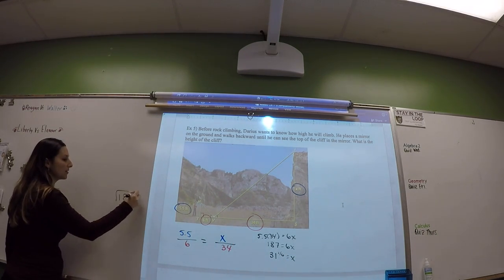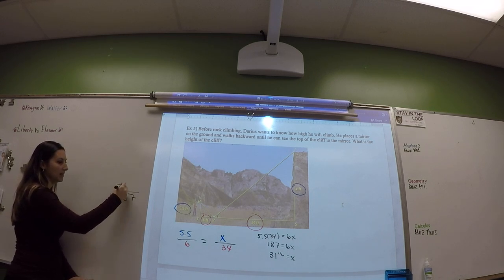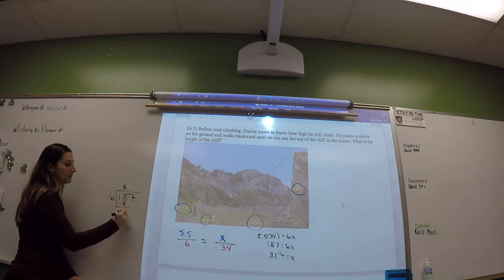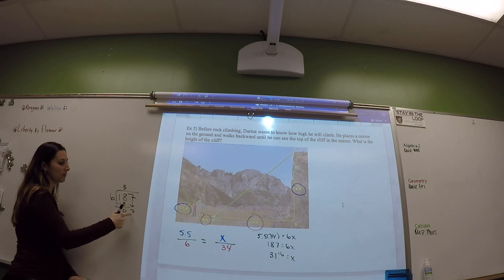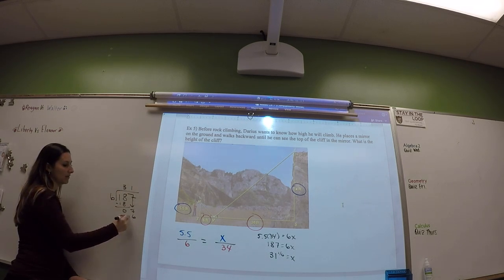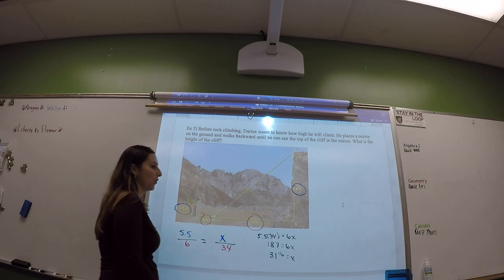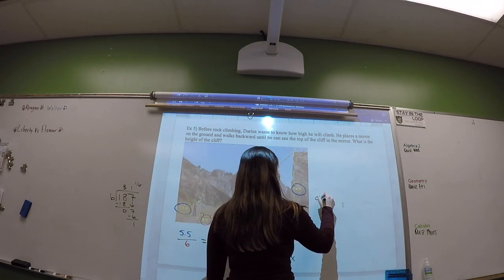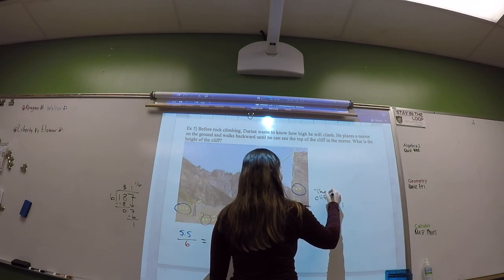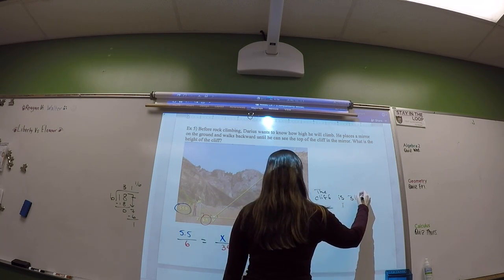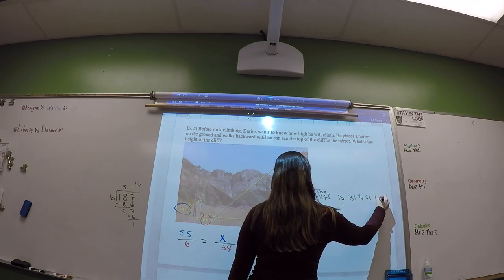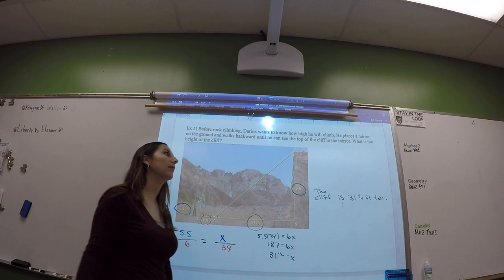So 6 goes into 18 3 times, and you bring down the 7. Then 6 goes into 7 once, and then there's 1 left over, so that's 31 and 1/6. So that means that the cliff is 31 and 1/6 feet tall, or high, or whatever.